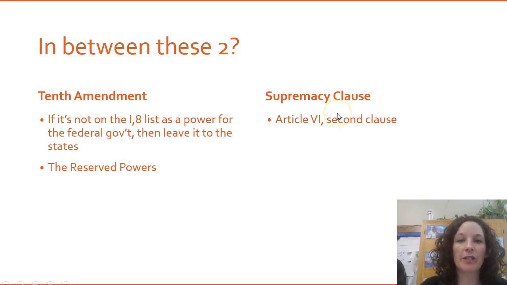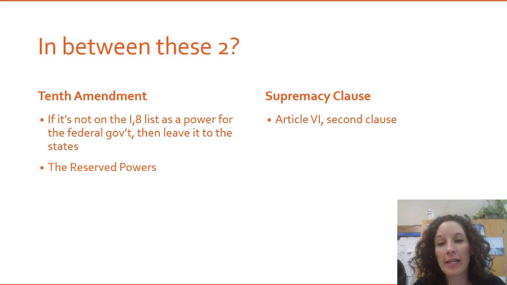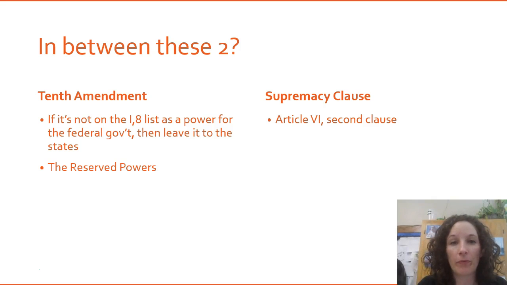But then you also have the Supremacy Clause. That's Article 6, the second paragraph. So pause this as you go to it and read it. And what you'll see here is that, in a sense, the federal government reigns supreme. When we say Supremacy Clause, this Constitution and the laws made by the federal government, when they come into conflict with the state government, would be supreme.